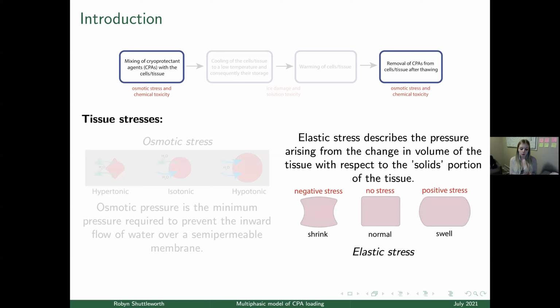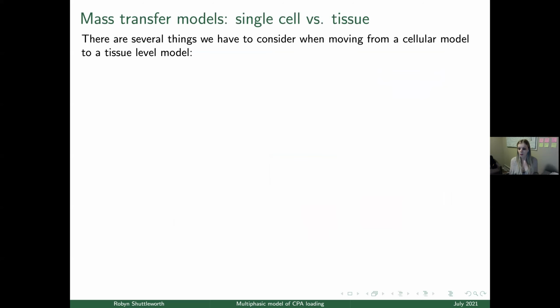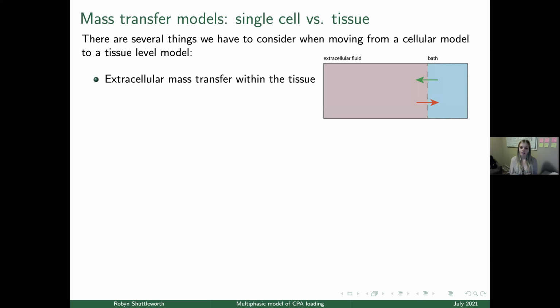This type of modelling of mass transfer has been done quite successfully for single cells, and we want to take this to a tissue level. So what are the challenges that arise when we try and go from single cell to a tissue level? Well, there are 3 main things that we want to try and consider when we're moving from single cell to tissue. The first of these is extracellular mass transfer within the tissue. This would be the part of the tissue that isn't solids, it's not cells, but it's just this extracellular fluid that's floating around inside the tissue. And we want to focus on the mass transfer of this when we look into tissues.